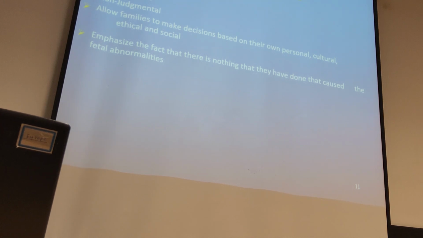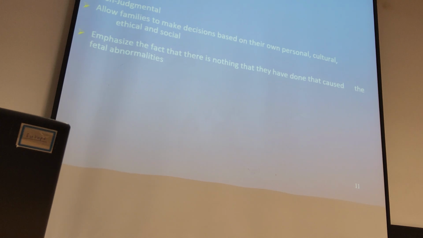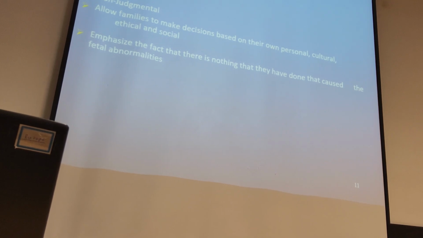Not directing them towards a specific option. You just give them the options and leave them the option of deciding. Make them feel free to say anything they want. Non-judgmental is not judging them for their decision, whatever they decide. Non-directive means we must not direct the family to a specific option. We just need to talk about the available options, and then they decide by themselves what to do.